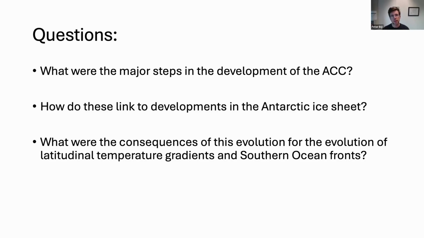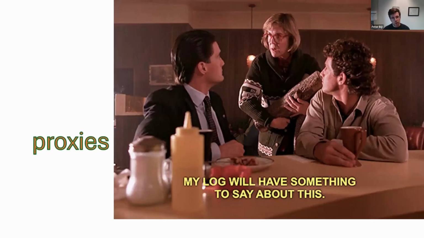So what were the major steps in the development of the Antarctic circumpolar current and the associated oceanographic features that we see in the Southern Ocean? How do these actually link to developments in the Antarctic ice sheet? And what were the consequences of this evolution for the evolution of latitudinal temperature gradients and fronts in the Southern Ocean? And so for that, I will be presenting results from a series of proxies that we applied.